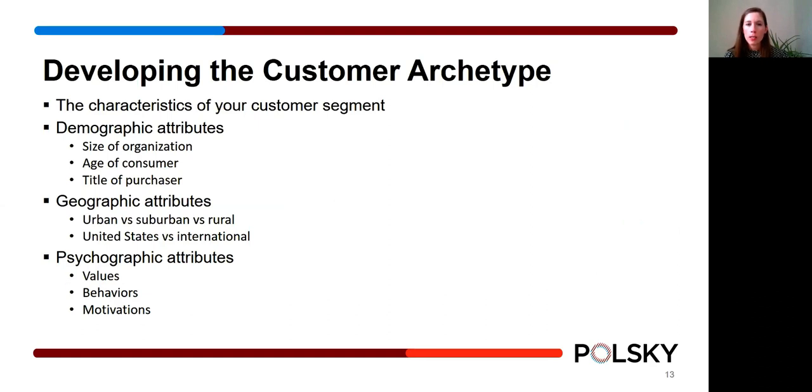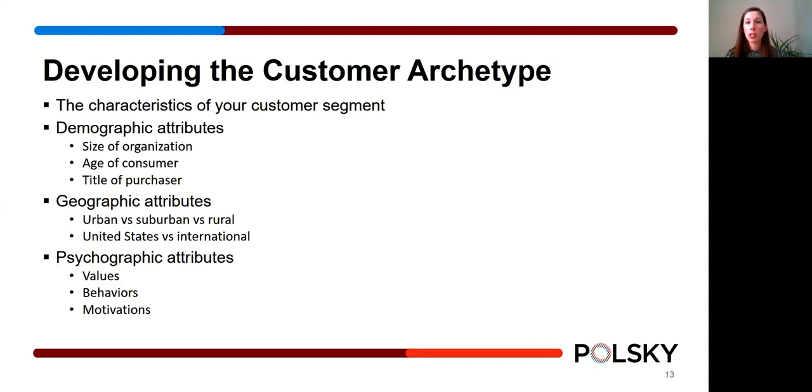We broke these down into three different elements. We have demographic attributes, meaning you may have a size of customer if you're a B2B model. You may have age of customer if you're a B2C. We want to think about the typical title of our customer, who's making that purchasing decision.